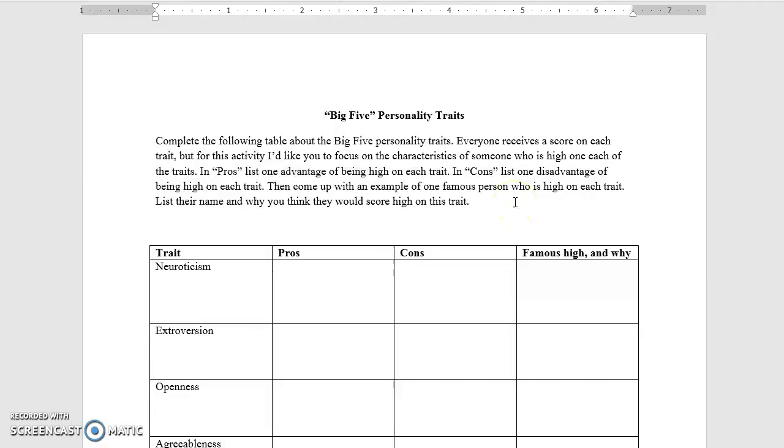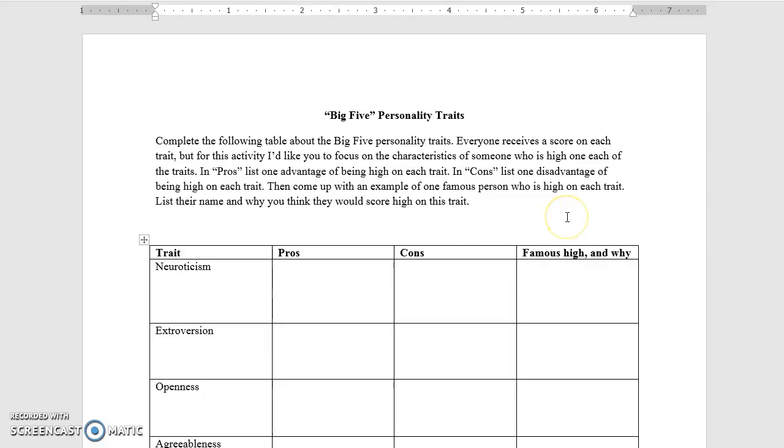come up with some of the advantages or the pros of being high on that trait, so having a lot of that trait. And then also think of some of the downsides or the cons of being high on that trait. And then provide one famous example of a person who's high on that trait and why you think they have a lot of that trait.